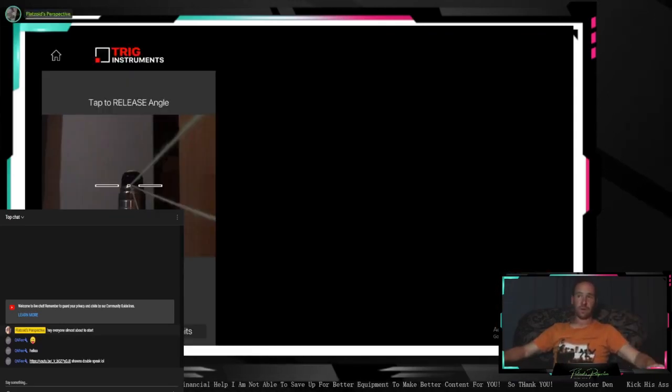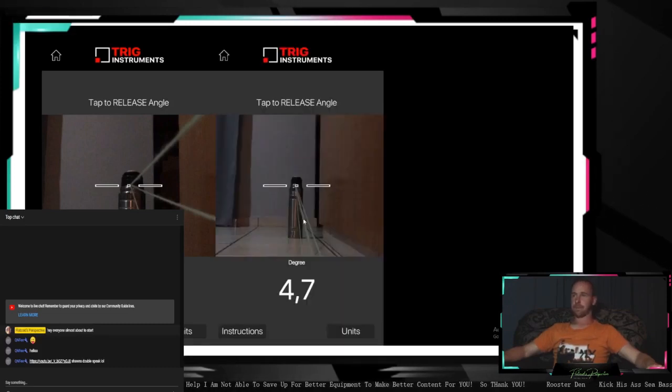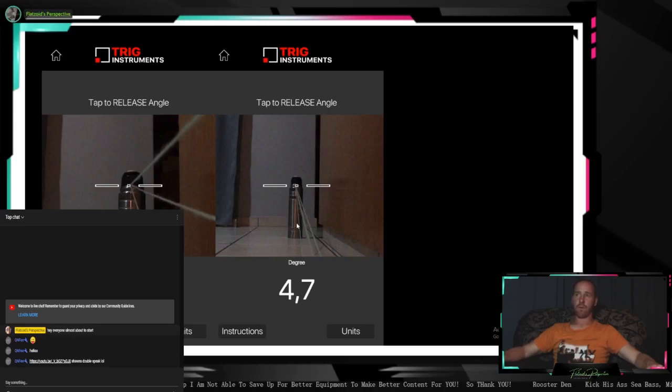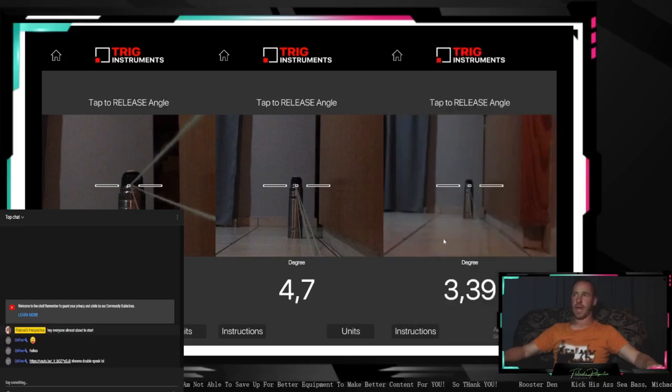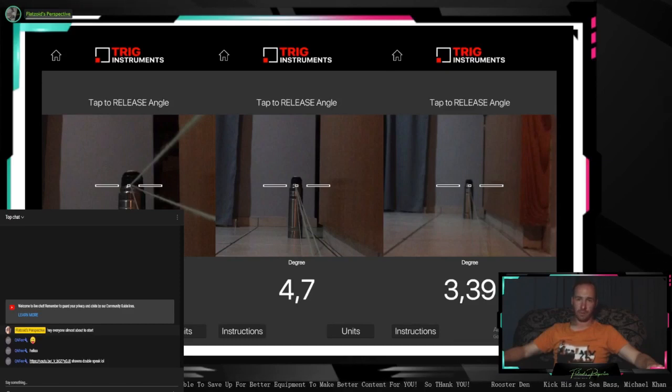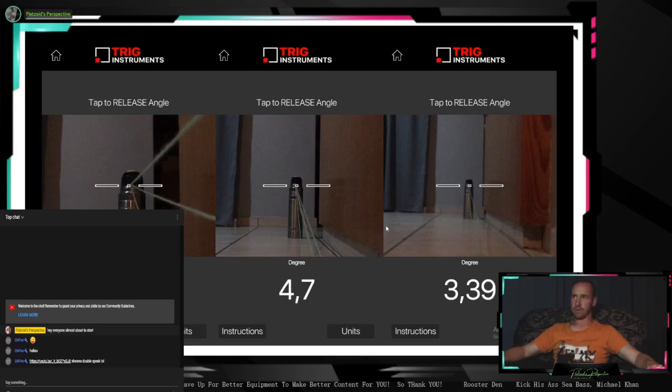This is from the first one, 8.57 degrees. Second one, 4.7 degrees. And the third spacing, 3.39. Now remember, 1.1 meters, 2.2 meters, 3.3 meters. What does this show us side by side?